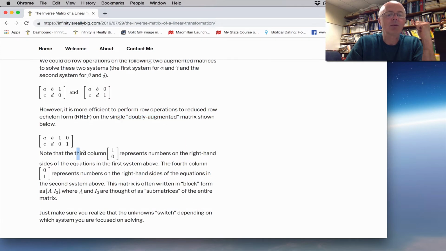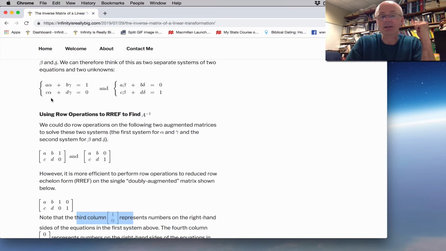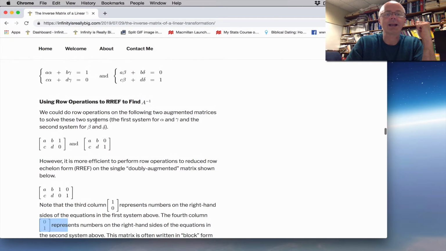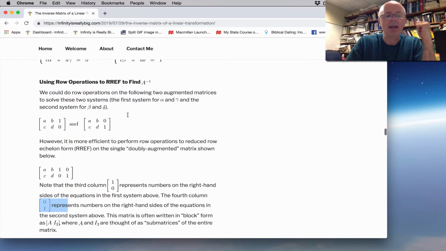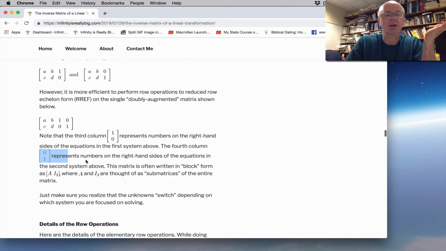The third column with a 1 and a 0 represents the right-hand sides of this first system, and the fourth column, 0, 1, represents the right-hand sides of the second system. And notice this is the I2. This is the identity matrix, a 2-by-2 identity matrix. That's what I talk about here. We can represent this in what's called block form in this way.